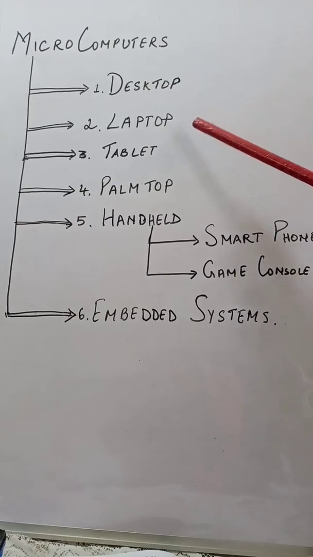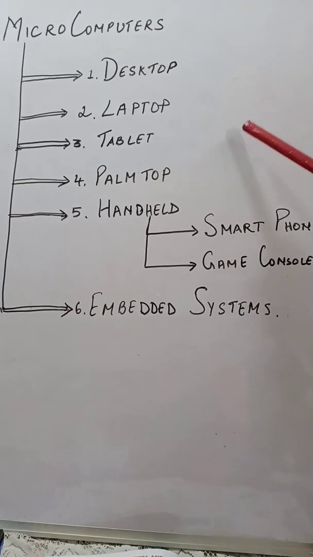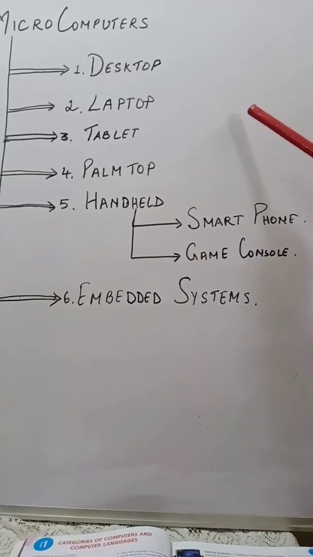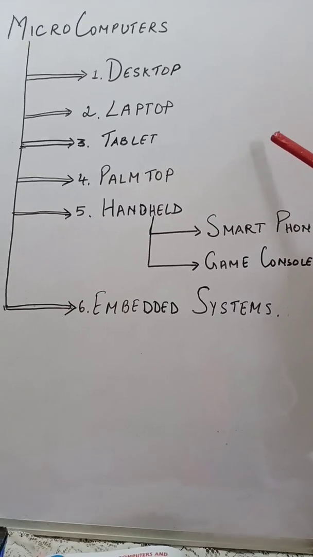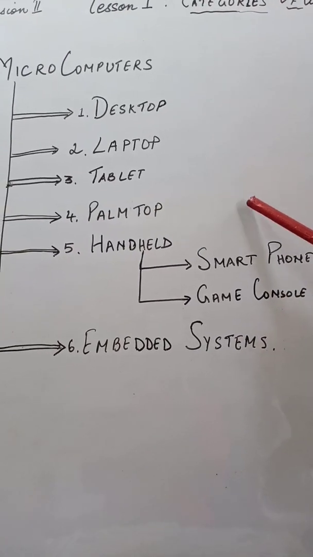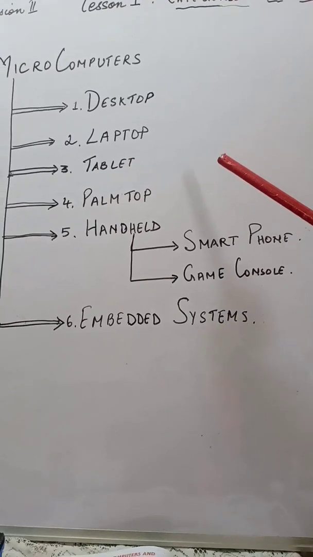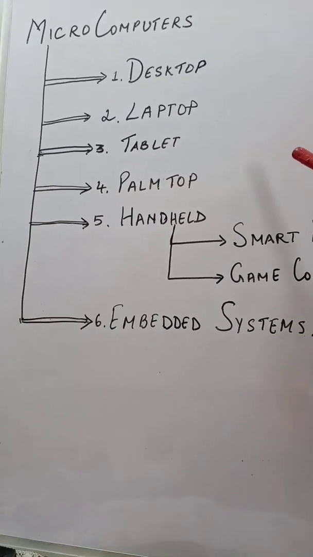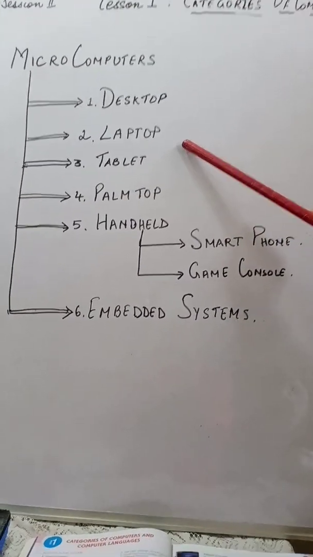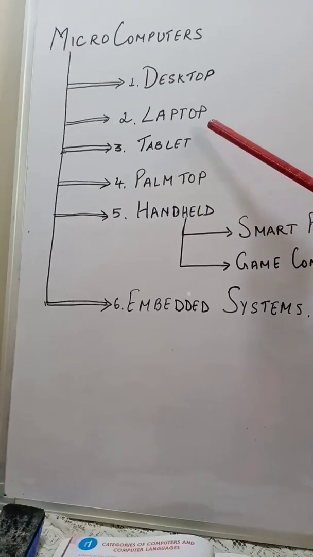Now the second one is laptop computer. They are small in size and can be placed on a lap. As the name suggests, they can be placed on a lap. They are expensive than desktop and they are portable. Portable in the sense is you can carry them along with you.